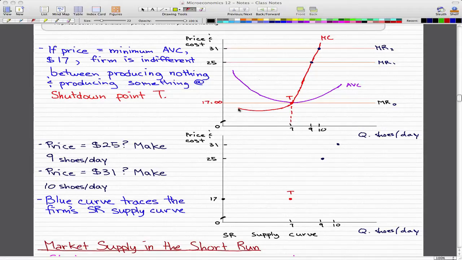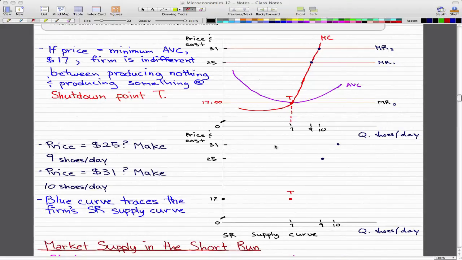So what happens when the price is equal to $25? When our price is equal to $25, like I have here, then we make nine shoes per day. If the price is equal to $31, then we'll make 10 shoes per day. So essentially what we found out is that $17 is the price at which all our average variable costs are covered.